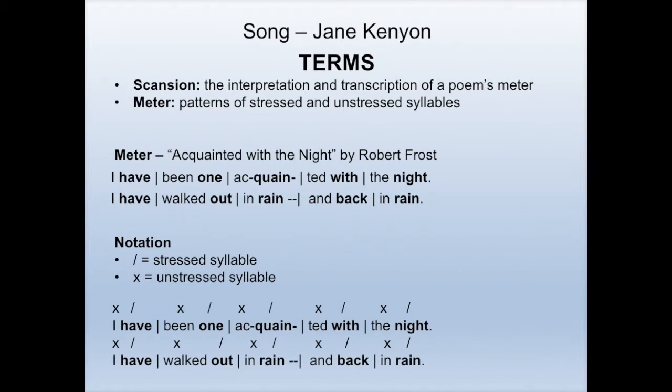And here's how the same 2 lines of Robert Frost's poem Acquainted with the Night would look with the stresses added in the notation. Notice the pattern. I have been one acquainted with the night. I have walked out in rain and back in rain. And now we've revealed the underlying pattern of unstressed and stressed syllables.